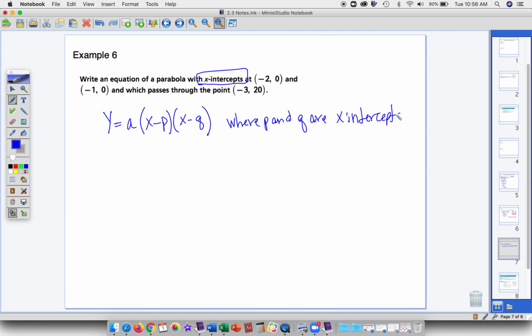So if you remember me saying in one of the last videos that at some point you're going to do the reverse. You're going to be told what the x-intercepts are, and you're going to work backward to get the equation of the parabola. This is that type of example. So we're taking our x-intercepts, putting them back into factored form.